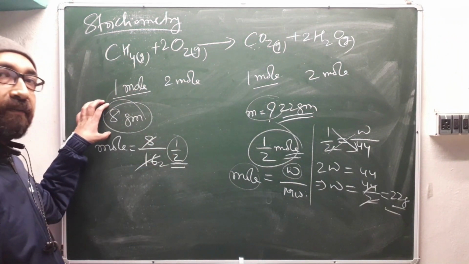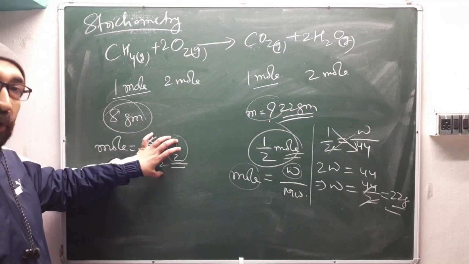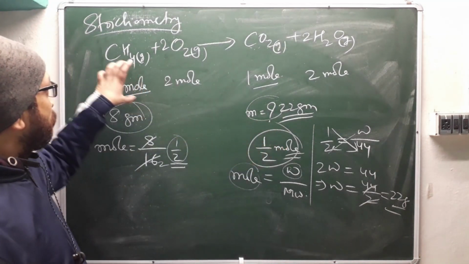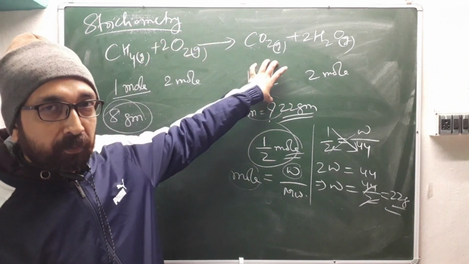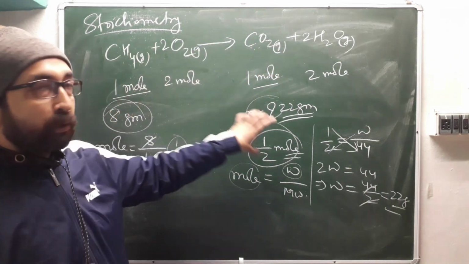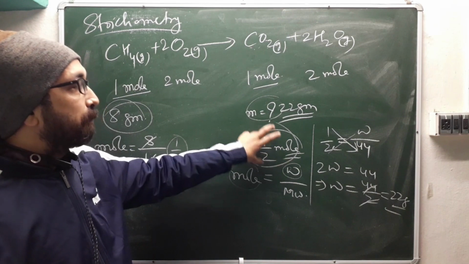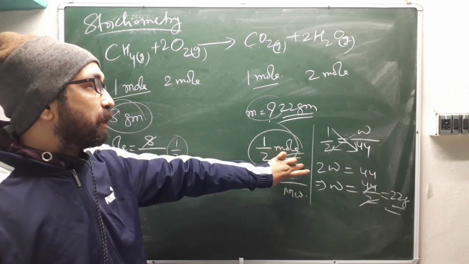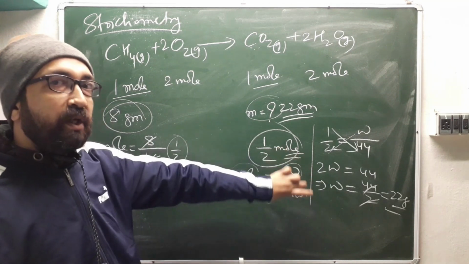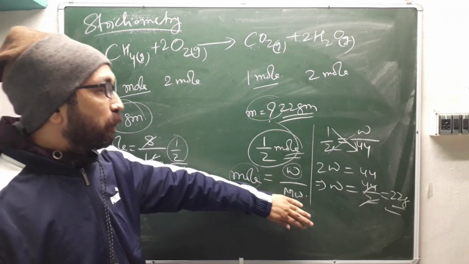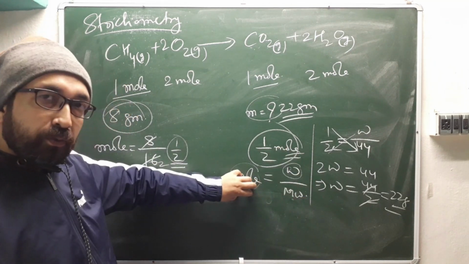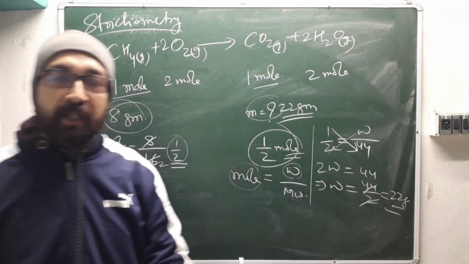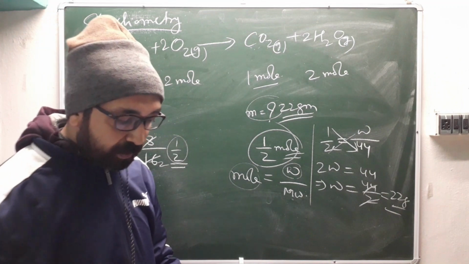So how are you getting it? Whatever amount is given here, just convert it to moles, and then do the mole to mole reaction, because you know here 1 mole gives 1 mole of product. So half mole will give half mole of product, and based on that half mole you just calculate, because you know that mole equals given weight divided by molecular weight. Molecular weight you know, mole also you know, so just calculate this W. How much is it coming? 22 gram, correct.